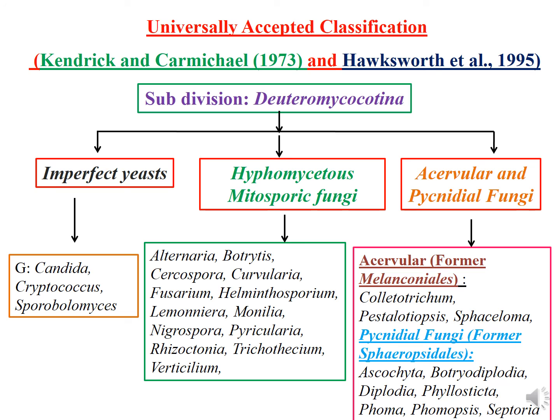Whereas for acervular and pycnidial fungi, we have two categories. Acervular fungi, formerly included under Melanconiales, are Colletotrichum, Pestalotiopsis and Sphaceloma, and the pycnidial fungi are Ascochyta, Botryodiplodia, Diplodia, Phyllosticta, Phoma, Phomopsis and Septoria. All these fungi are placed under the acervular and pycnidial fungi. Under this classification, we study each genus by description separately, and we do not combine them into different families. But in the coming classes I will explain the Ainsworth classification only.